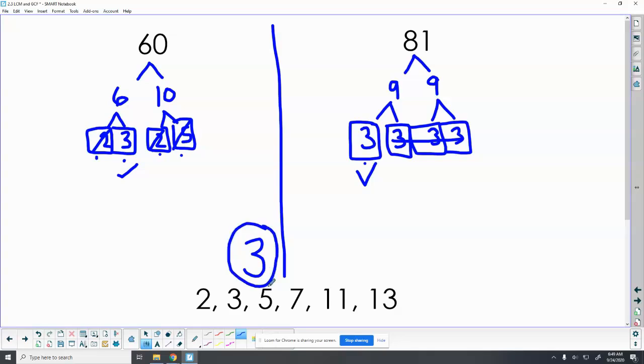So rather than having to list out all of the factors for 60 and all of the factors for 81, you just do a couple problems and you see what they have in common. If they have more than one number in common, so let's say it had a 2 in common and it had a 3, you just multiply those and that would be your GCF. So let's try another one of those.